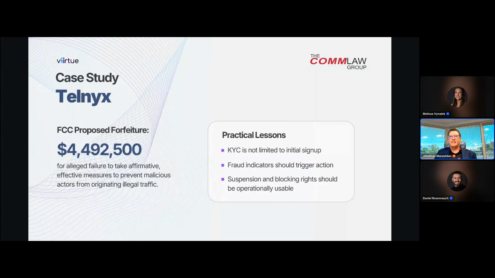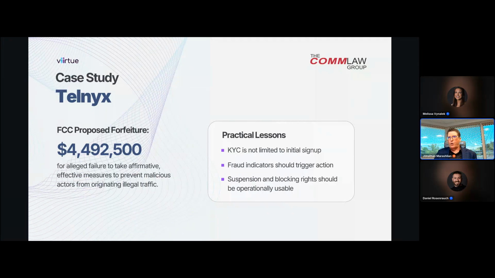That said, it's still a major signal because the FCC used the case to show what it expects from providers when fraud indicators start appearing. The allegation was that Telnyx failed to take affirmative, effective measures to prevent malicious actors from originating illegal traffic. The calls allegedly involved a government imposter scam, and that's a serious fact pattern. Government impersonation is a red flag category. Customers often react differently when they believe a call comes from a government agency. There's fear, there's urgency, there's pressure, and scammers know that.